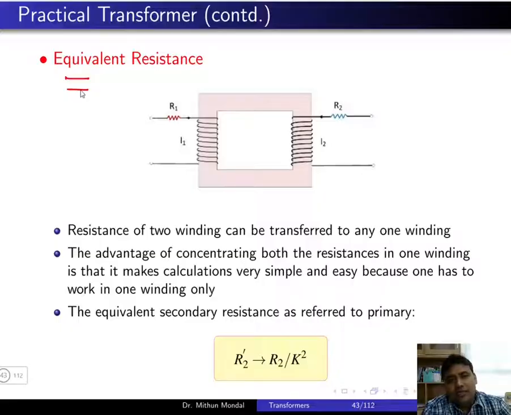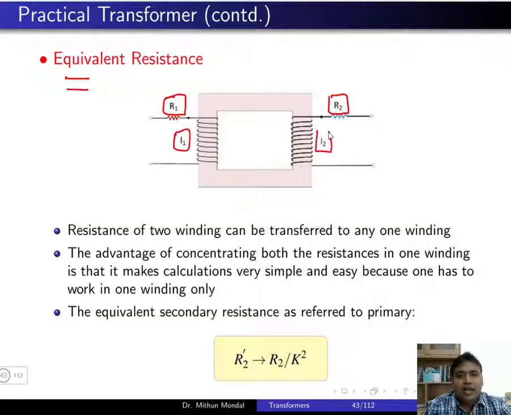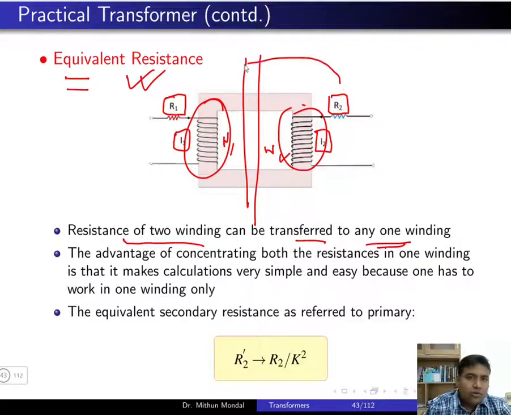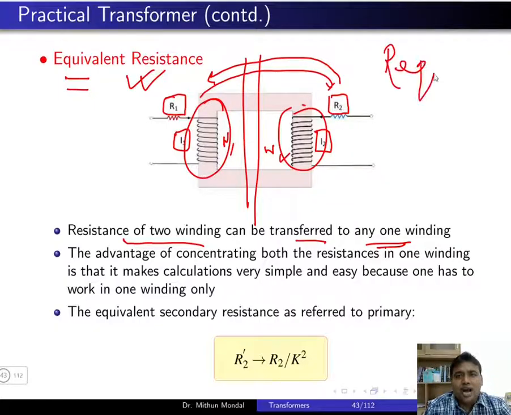What is the equivalent resistance? Your primary winding has a resistance R1 and the secondary winding has a resistance R2. Primary is drawing a current I1 and secondary is drawing a current I2. These are the two parts of the transformer: this is the primary winding N1, this is the secondary winding N2. How do we find the equivalent resistance of the transformer? The resistance of the two windings can be transferred to any one winding. You can transfer R2 to this side, or you can transfer R1 to this side, so that you can easily find out the R equivalent.